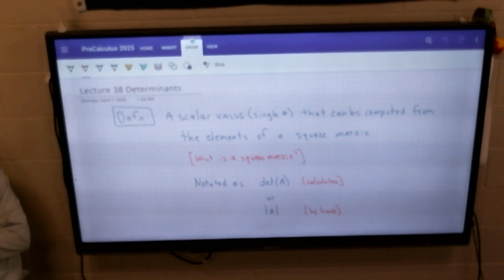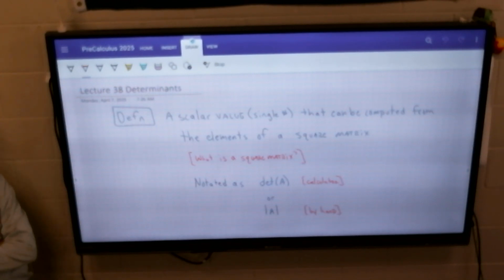Determinant is about as close to a magic number as I've ever seen, okay? I have never had a class where we've talked about the history of determinants, okay? So it is one of these things that we will show you a couple applications of it, and you'll be like, yeah, it's kind of magical, okay? So first of all, the definition.